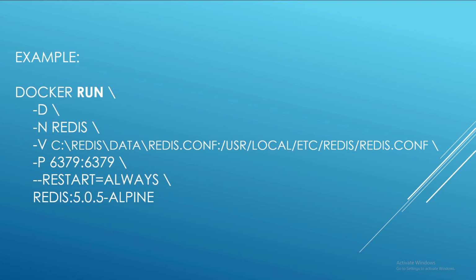-p is the port mapping. You're going to map 6379 in the host to 6379 in the container. Just for reference, I think of it this way: on the left-hand side is the host, and on the right-hand side is the container, because on the left-hand side, you're a little closer to the shell. That's just my mnemonic for remembering that.